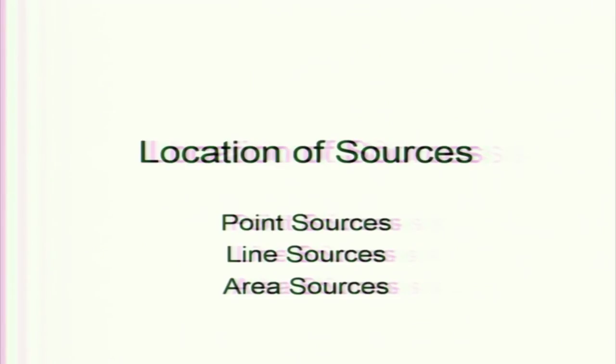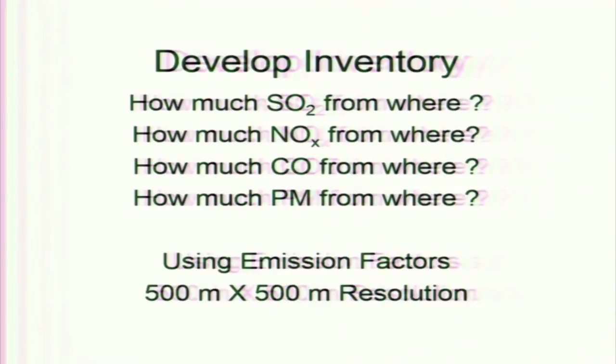Then we'll have to look at the location of the sources. There are point sources, line sources, area sources. You need to get a sense of where the sources are in your geographic area. So these are the mines over here, this is the industry over here, et cetera. You get a sense of where it is. Then the predominant wind direction. Then you develop an inventory.